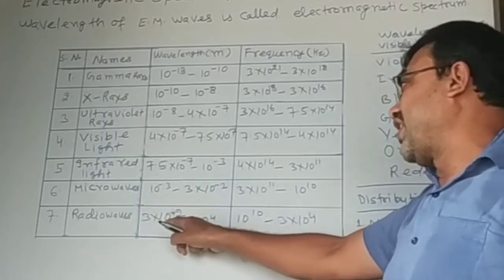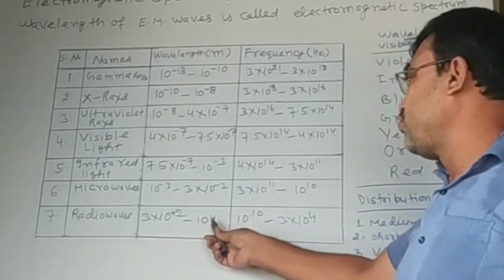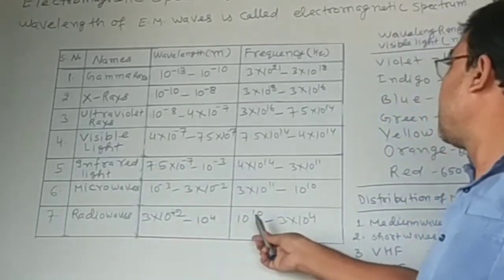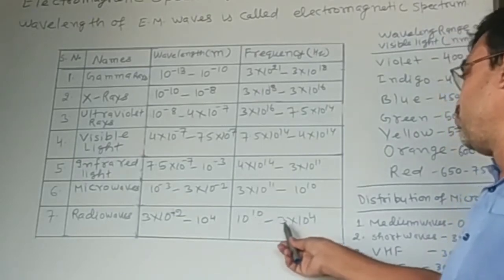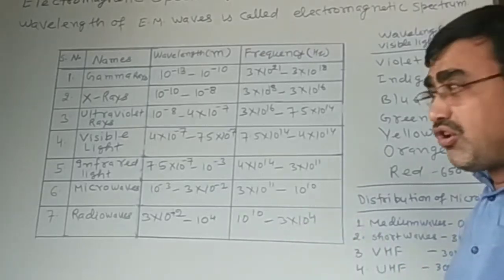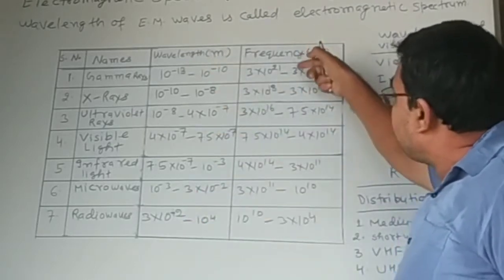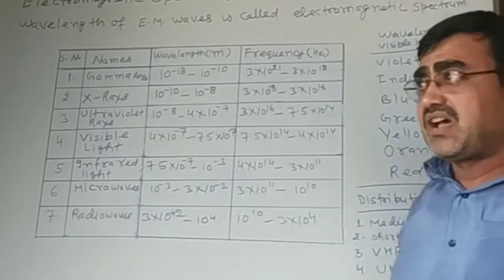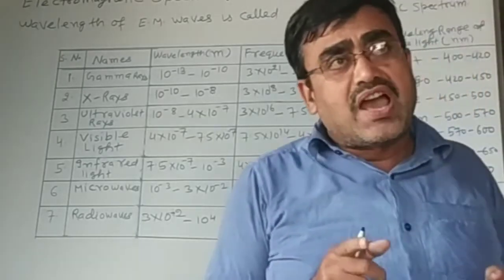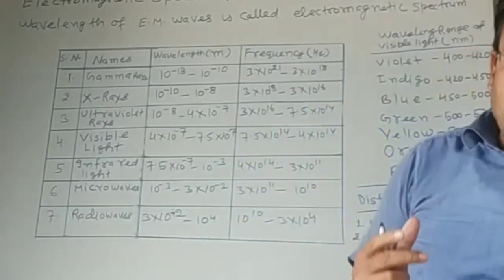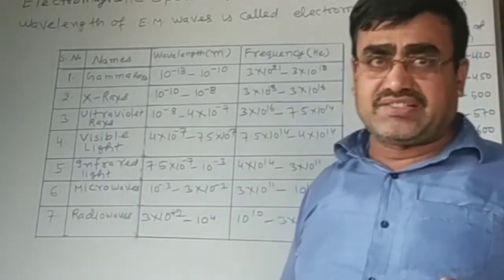Its wavelength range is 3 into 10 to the power minus 2 meter to 10 to the power 4 meter, while its frequency range is 10 to the power 10 hertz to 3 into 10 to the power 4 hertz. These wavelength ranges and frequency ranges are arranged in such a way that you can learn them by heart properly with the help of tricks.